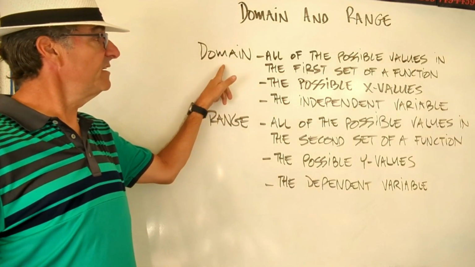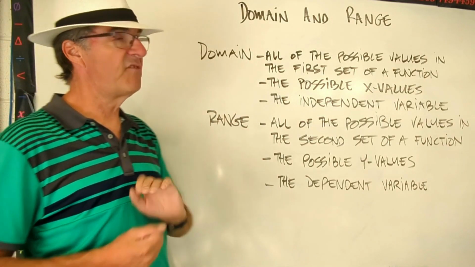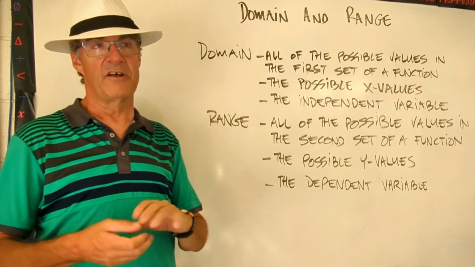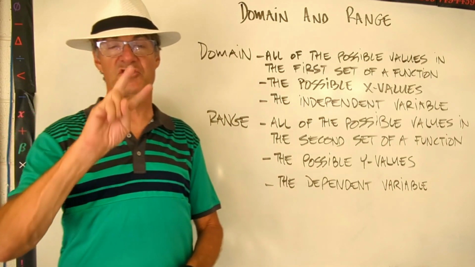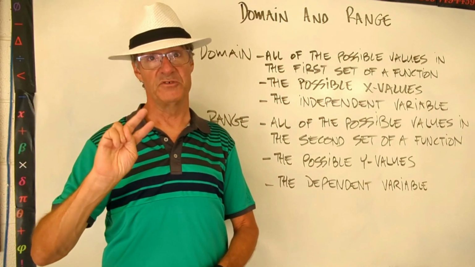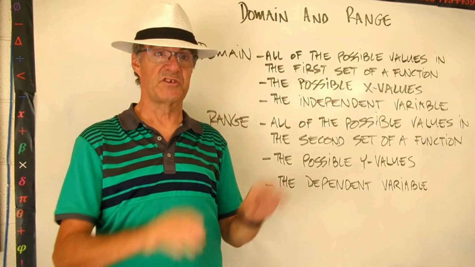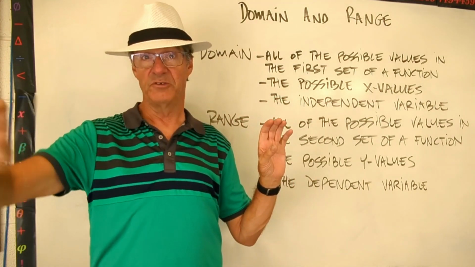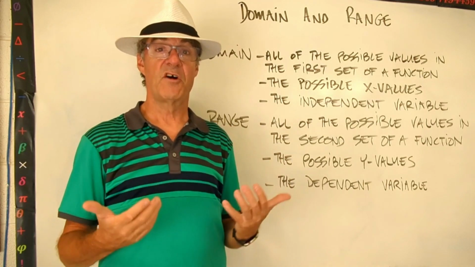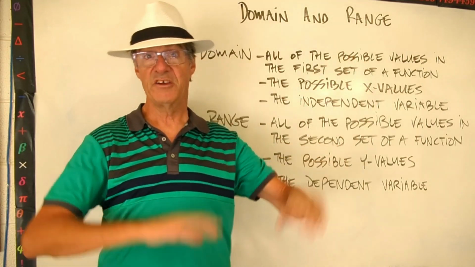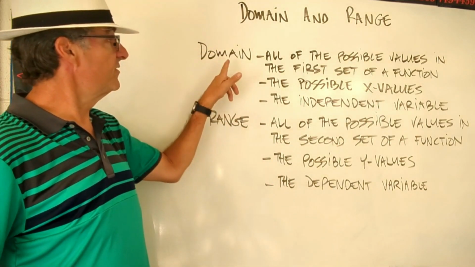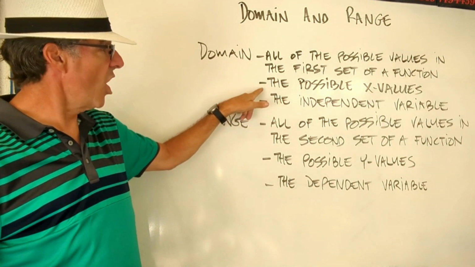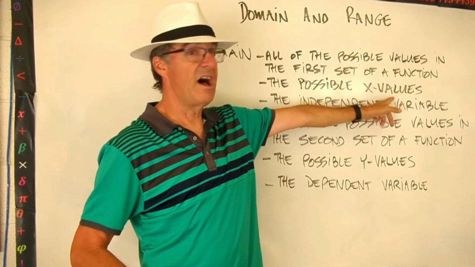So the domain is all of the possible values in the first set of the function. Now, the way you can think of a function is that it's 2 sets of values. The first set of values is all the x values, and the second set is all the y values. So in a way, we could talk about every function as 2 sets, all the x values and the y values. So the domain is all the possible values in the first set, which are the possible x values.